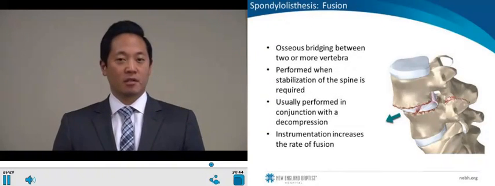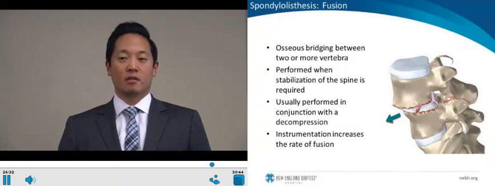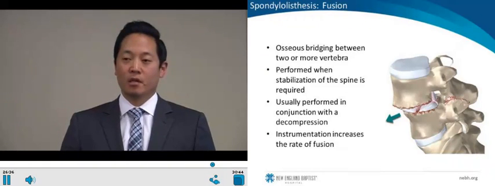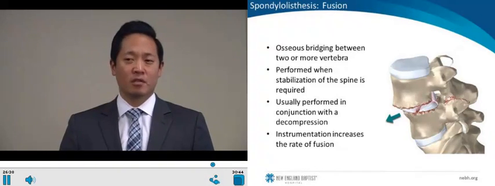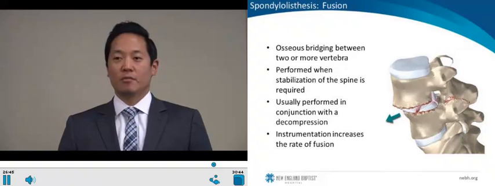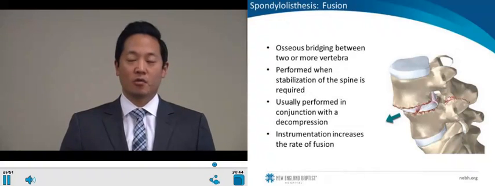For spondylolisthesis, typically a fusion is performed. Fusion, again, is an attempt to create osseous bridging between 2 or more vertebrae. This is performed when stabilization of the spine is required. Usually, in the setting of spondylolisthesis, a decompression is performed. So this fusion is usually performed in conjunction with the decompression. And instrumentation is used to increase the rate of fusion.